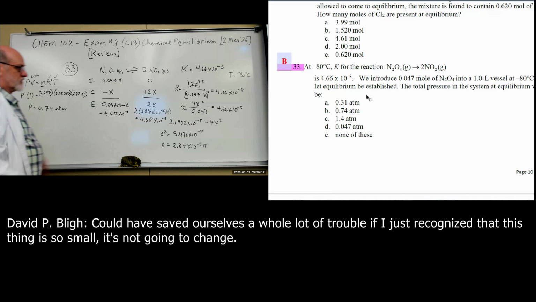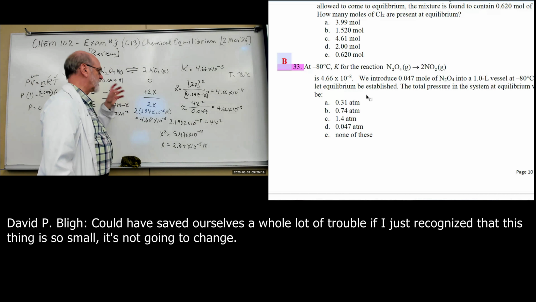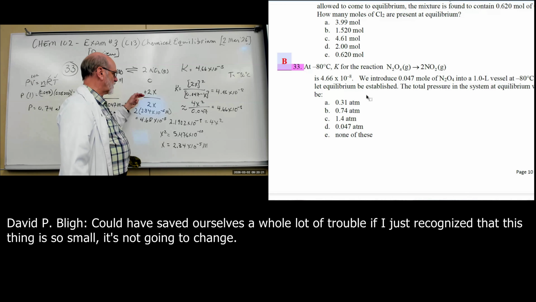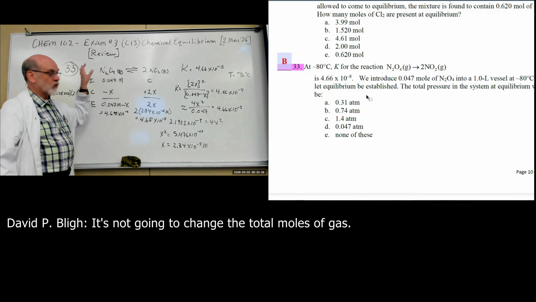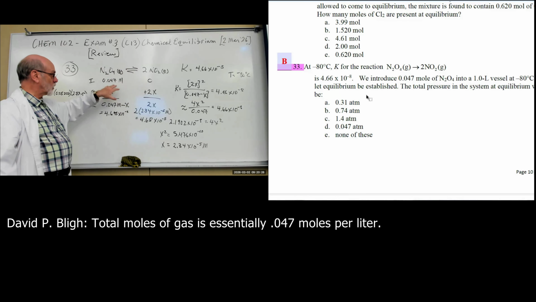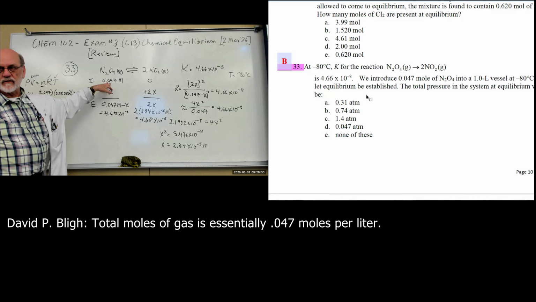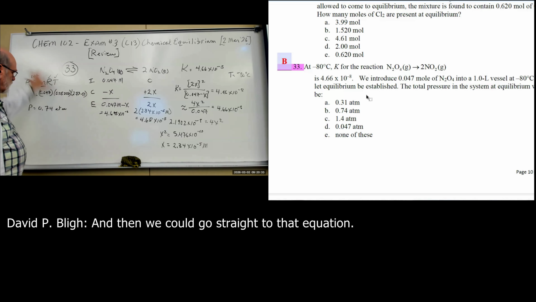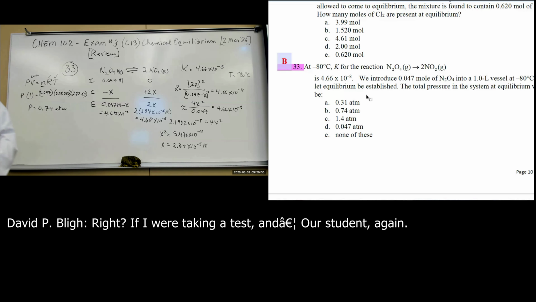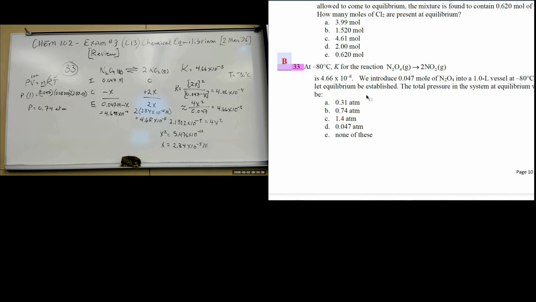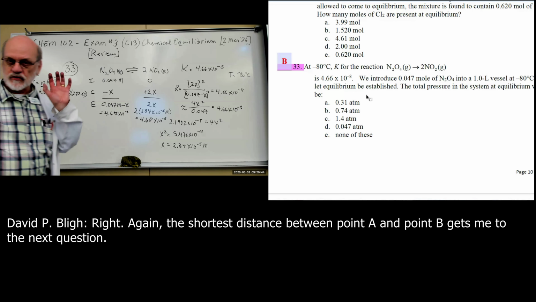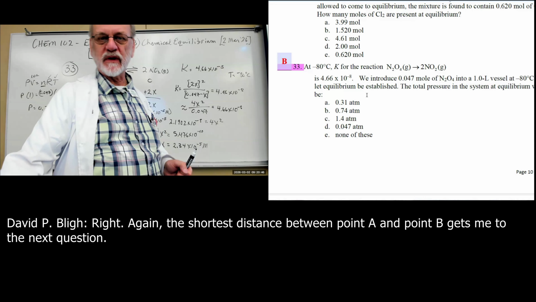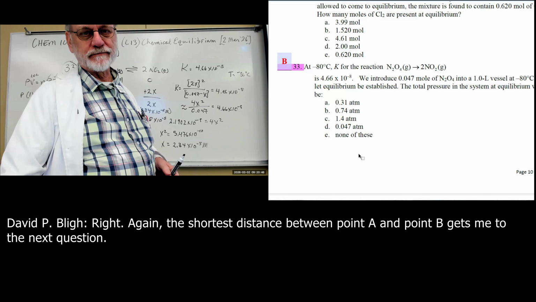Could have saved ourselves a whole lot of trouble if I just recognized that this thing is so small, it's not going to change the total moles of gas. Total moles of gas is essentially 0.047 moles per liter. And then we could go straight to that equation. Right? If I were taking a test and I were a student again, I'd be thinking in those terms, right? To get the shortest distance between point A and point B gets me to the next question.